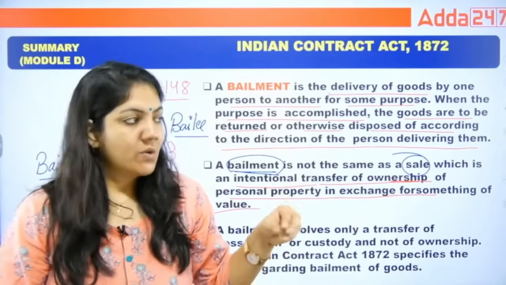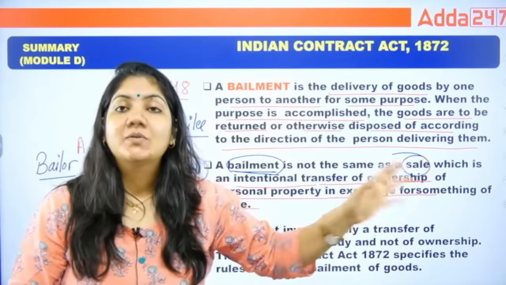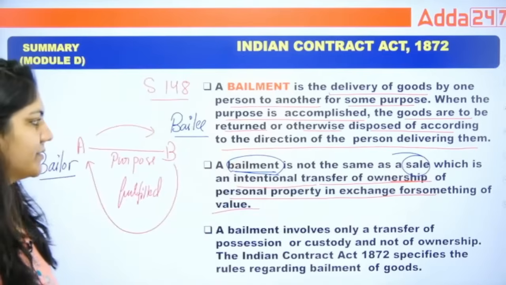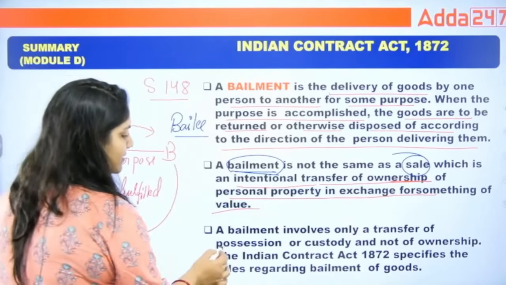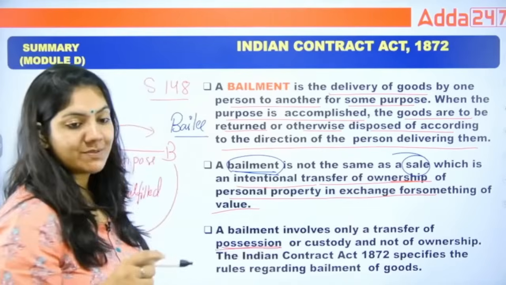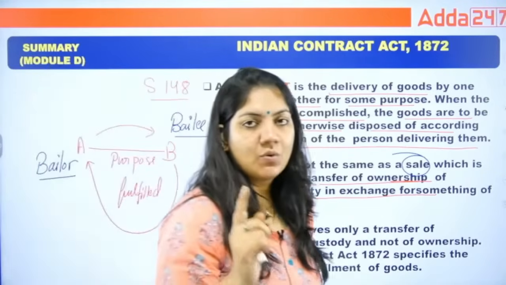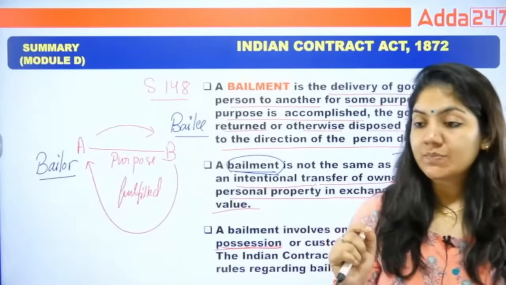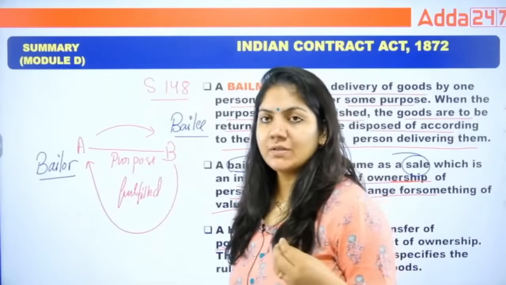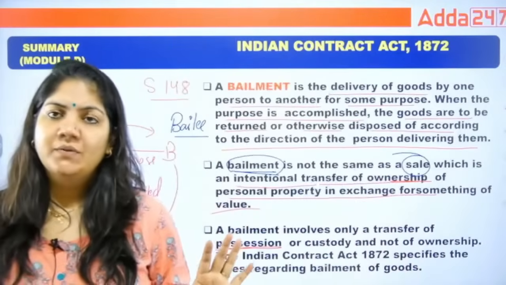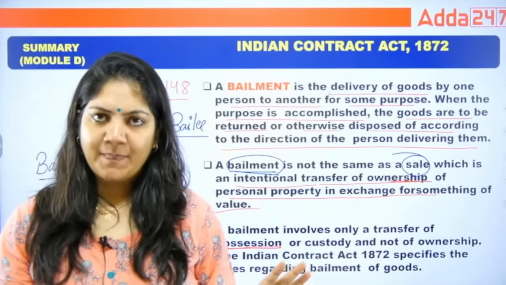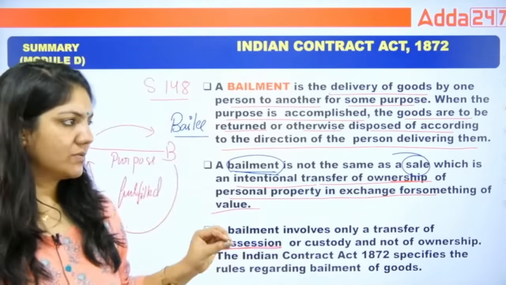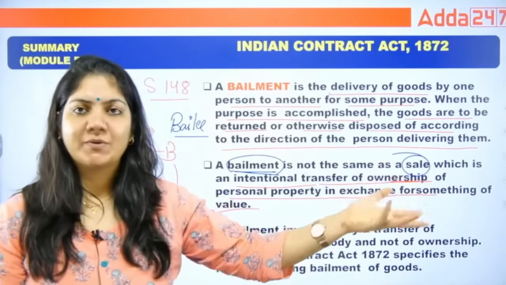In the bailment we are delivering the things for the particular purpose. So this is this point. The bailment involves only the transfer of possession. So what is possession? There are two words, ownership and possession. Ownership means that we are giving property to the person. That is called bailment. We are giving property to the bailee for the particular purpose.